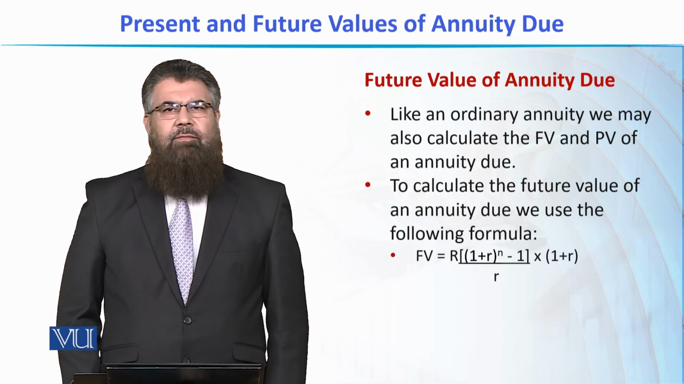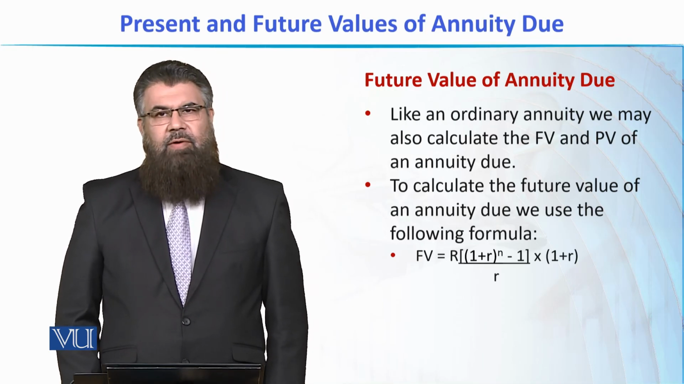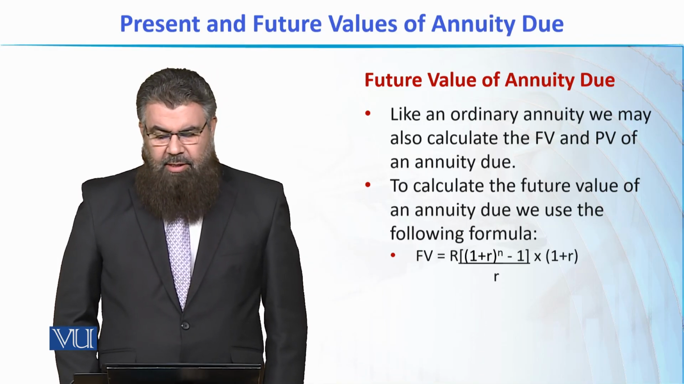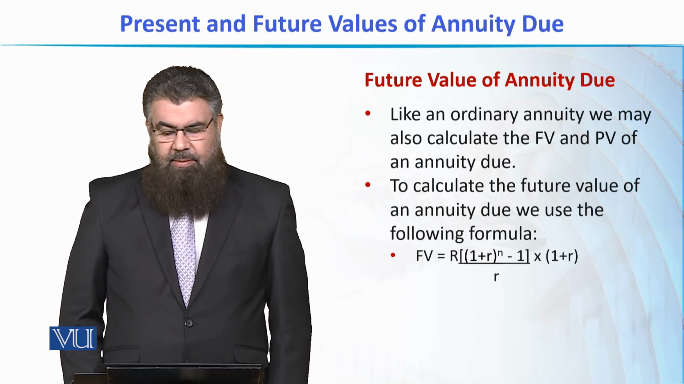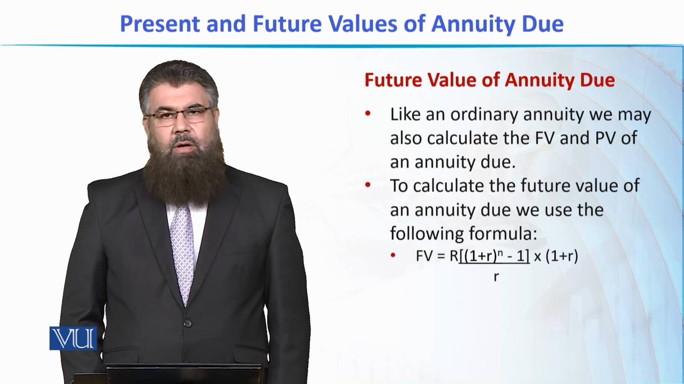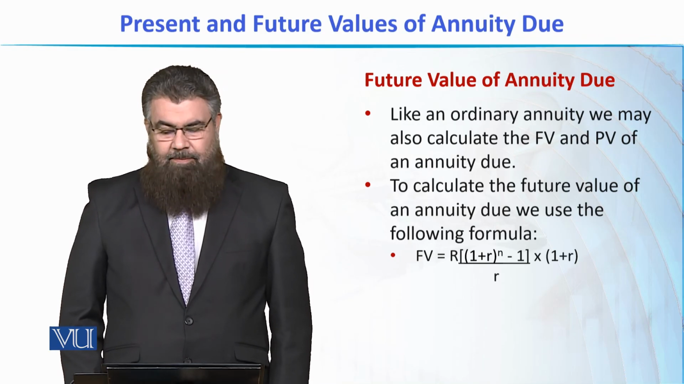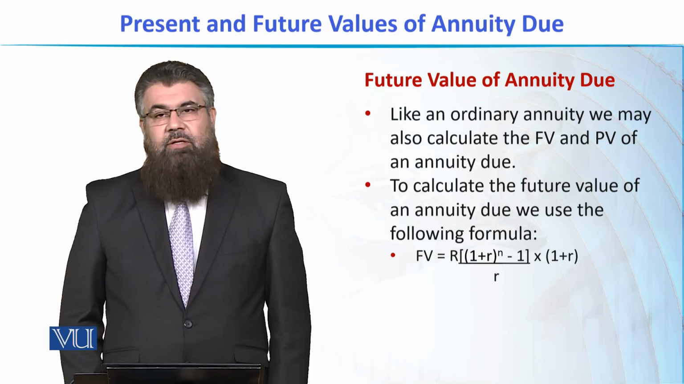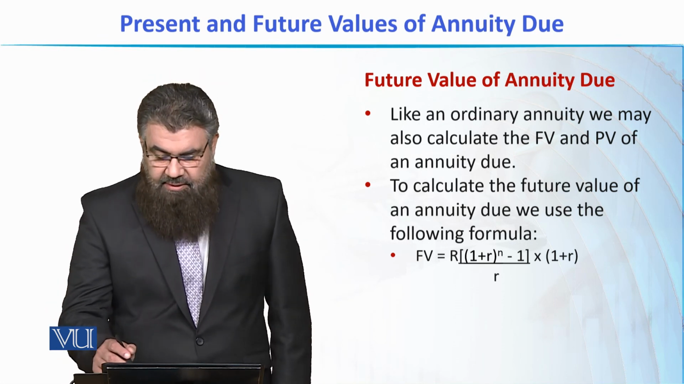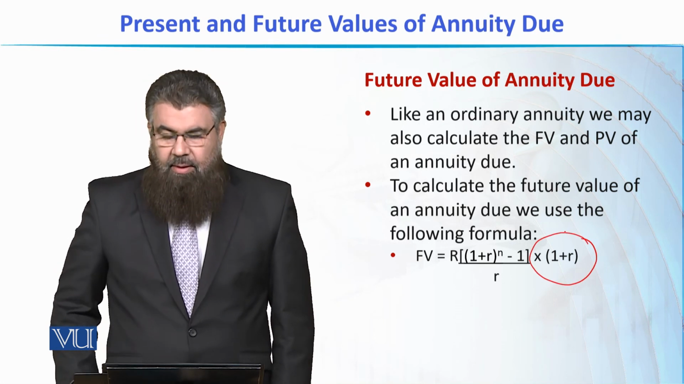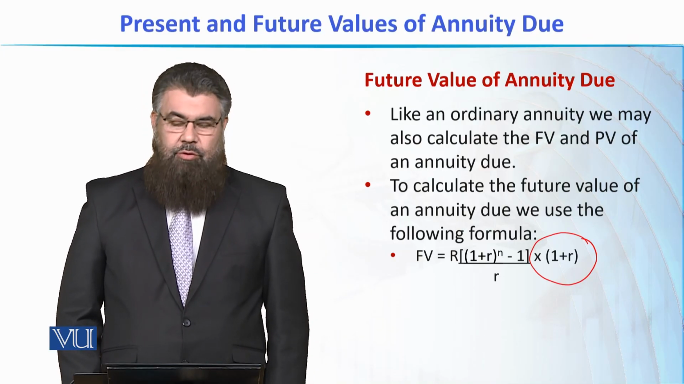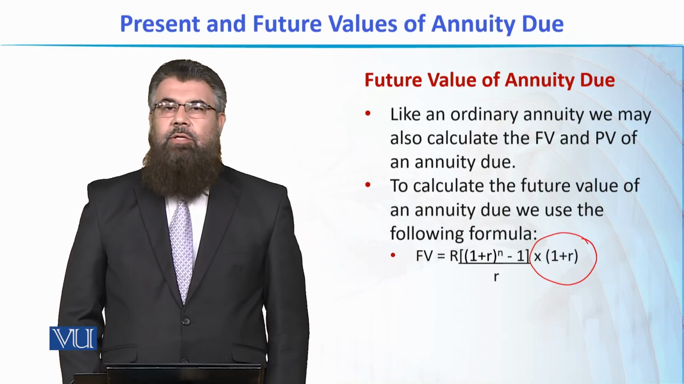Now let's have a look at the formula of future value of annuity due and let's try to understand it. The formula is the installment multiplied by (1 plus r) raised to the power n minus 1 over r, and this is the future value interest factor of an ordinary annuity. Now, if we have a look at this formula, we see that this is multiplied by another factor, which is 1 plus r, to get the future value of annuity due.